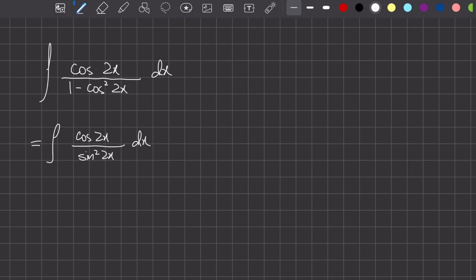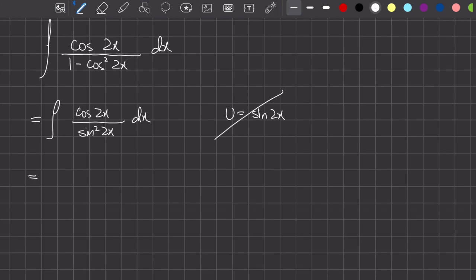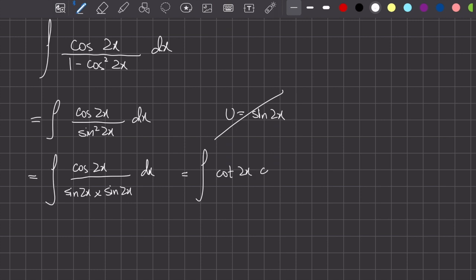I feel like I can use u substitution now with u as sine 2x. Is that the option you want to go with? I would recommend trying to simplify further. It might make it even easier. Okay, how about I write the sine squared as sine 2x times sine 2x. Now cos 2x over sine 2x is just cot 2x, and 1 over sine 2x is cosecant 2x.